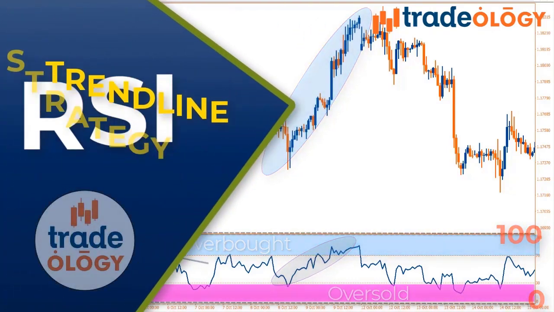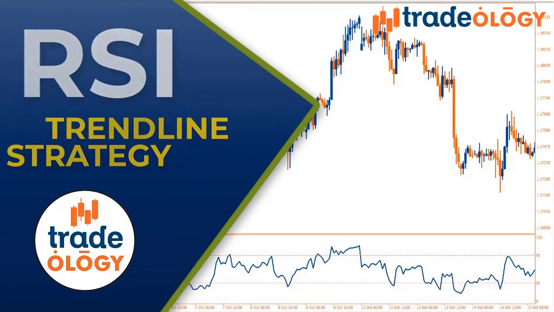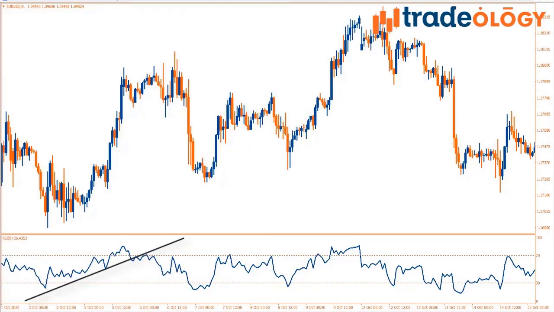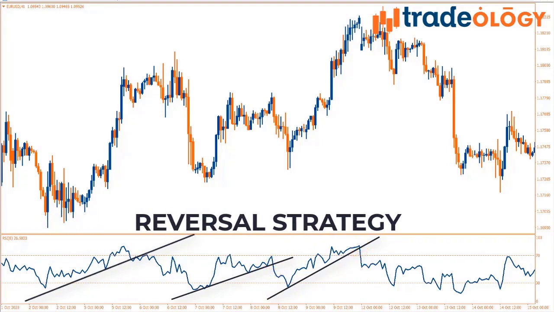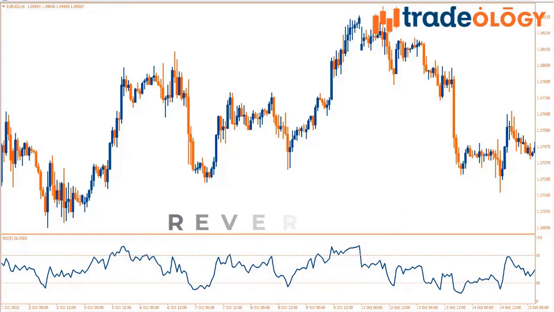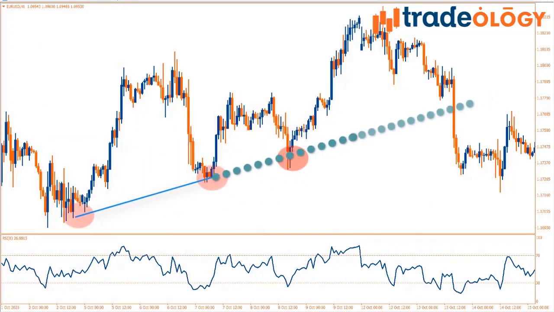RSI trendline trading strategy. Using trend lines directly on the RSI indicator itself is a method of using RSI that many people miss. It's similar to how we use trend lines on regular price charts. The RSI trendline strategy is a special strategy that focuses on reversals, and it uses the RSI indicator in a unique and different way.